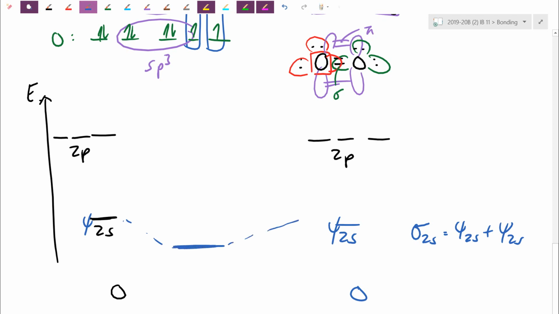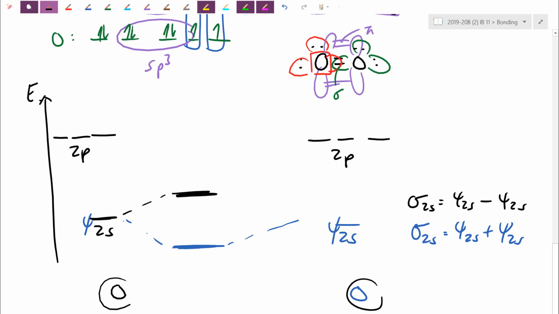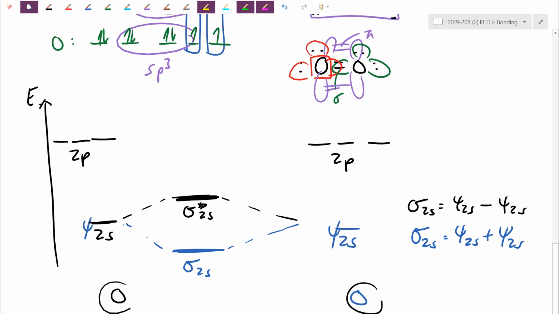Right? If we did the opposite combination, if I did sigma 2s and I did a wave function minus the wave function, so this guy's orbital and this guy's orbital, but I did a minus, we saw earlier we ended up getting an anti-bonding orbital. Let me just label these for you here. This one is a sigma 2s, that's bonding, and then we have a sigma star 2s. Right. So oxygen in both cases, the same thing would happen to the 1s orbital.